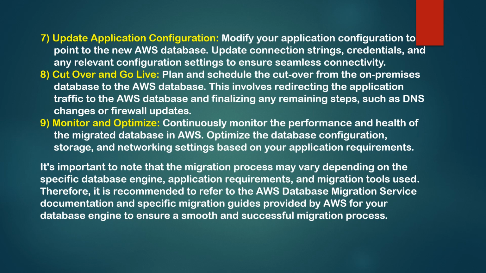Number 8. Cut over and go live. Plan and schedule the cut over from the on-premises database to the AWS database. This involves redirecting the application traffic to the AWS database and finalizing any remaining steps such as DNS changes or firewall updates.